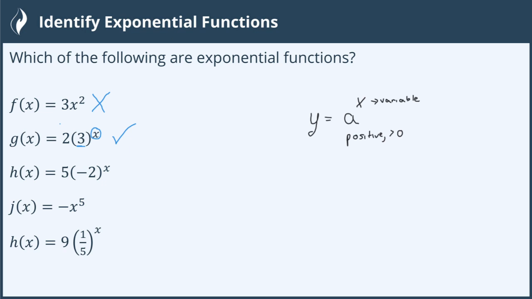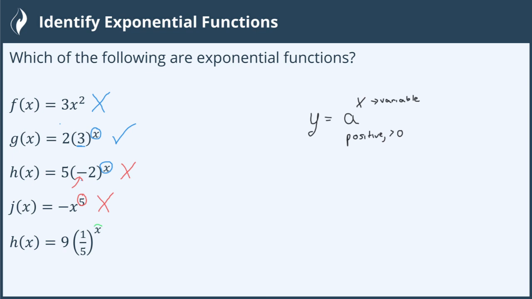h of x is equal to 5 times negative 2 raised to the x. You might get a little bit excited here that there is a variable exponent. That's a good step. However, the base is negative. This means that this is not an exponential function. The next function, negative x raised to the 5th, does not have a variable present in the exponent, therefore it is not an exponential function.